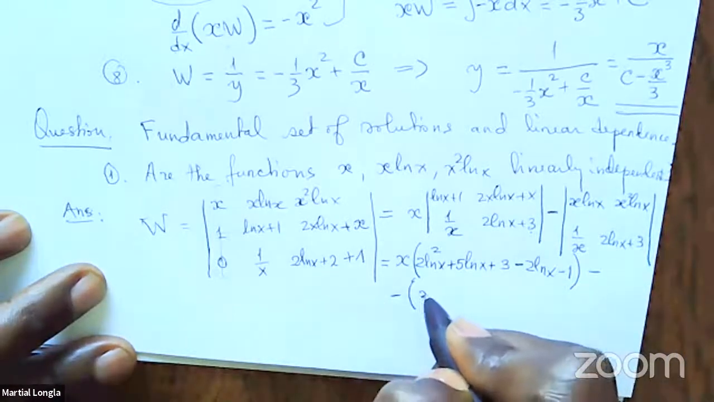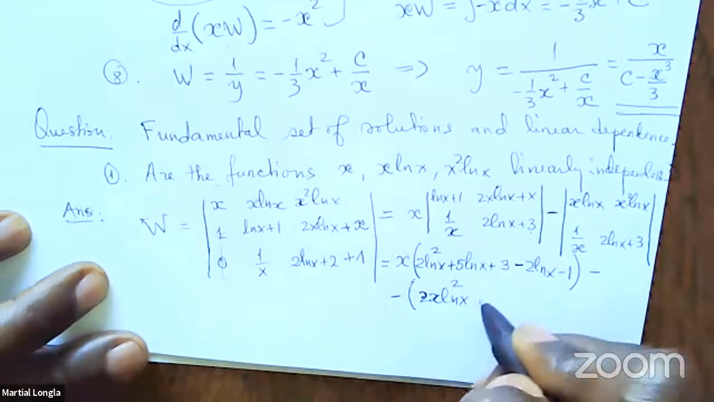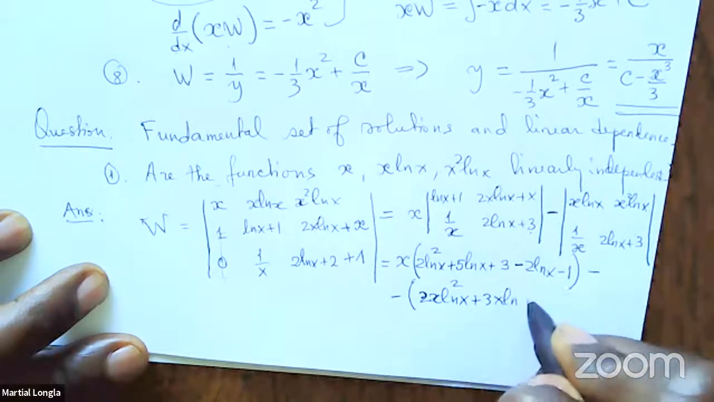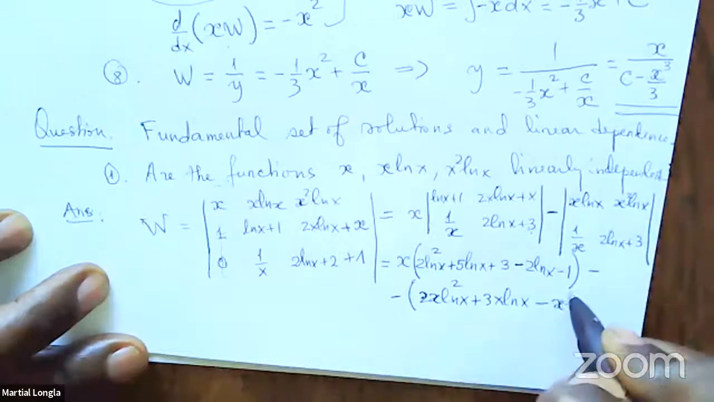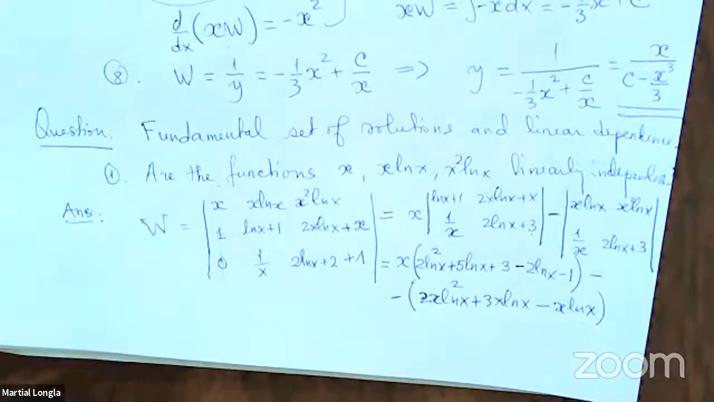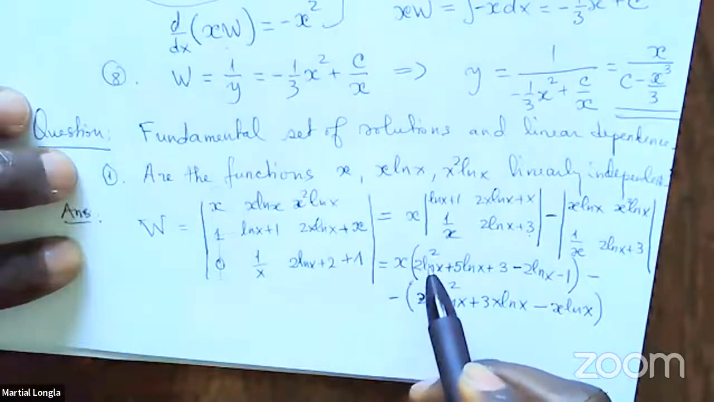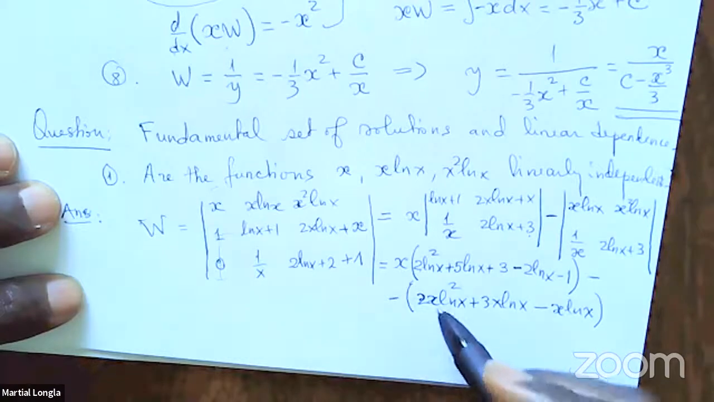That is x, 2x natural log square of x plus 3x natural log of x minus x natural log of x for that. And then you make sure that you do the right algebra in between. This is 2x natural log of x squared minus 2x natural log of x squared. So these two cancel.